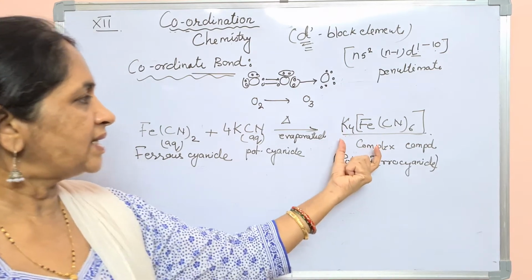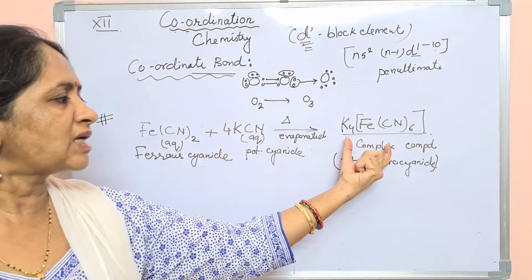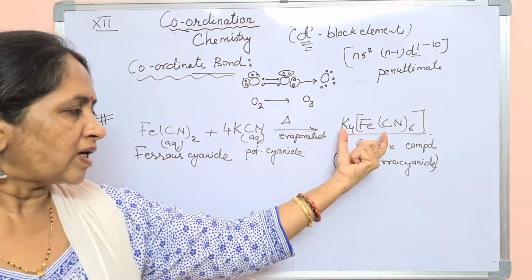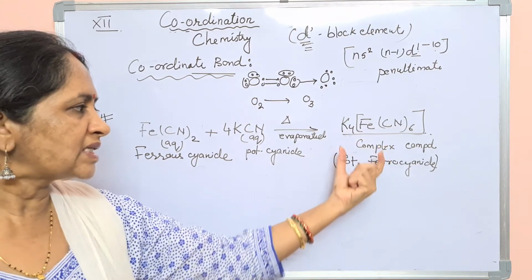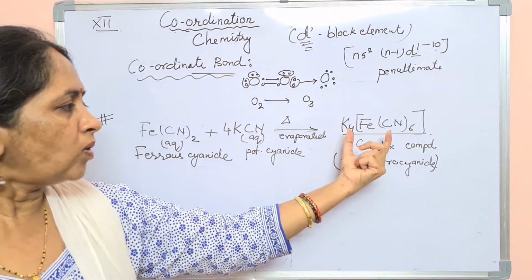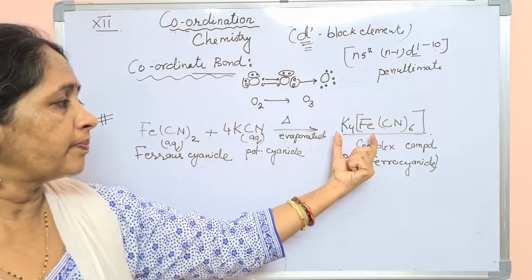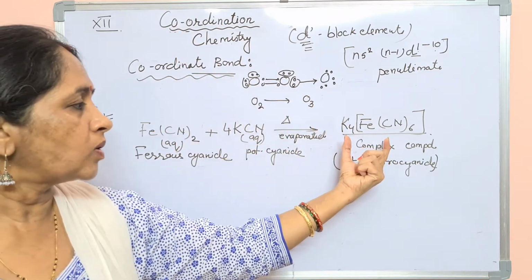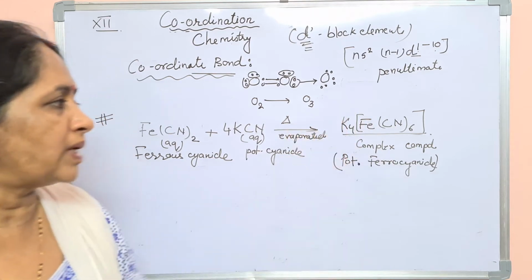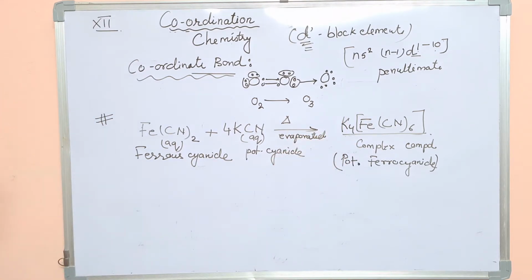Later on we will study IUPAC naming, and the IUPAC name of this compound is different. At present, let me tell you the name of this compound is potassium ferrocyanide. The compound formed is a coordinate compound, and it is complex in nature. In this way coordinate compounds are formed.